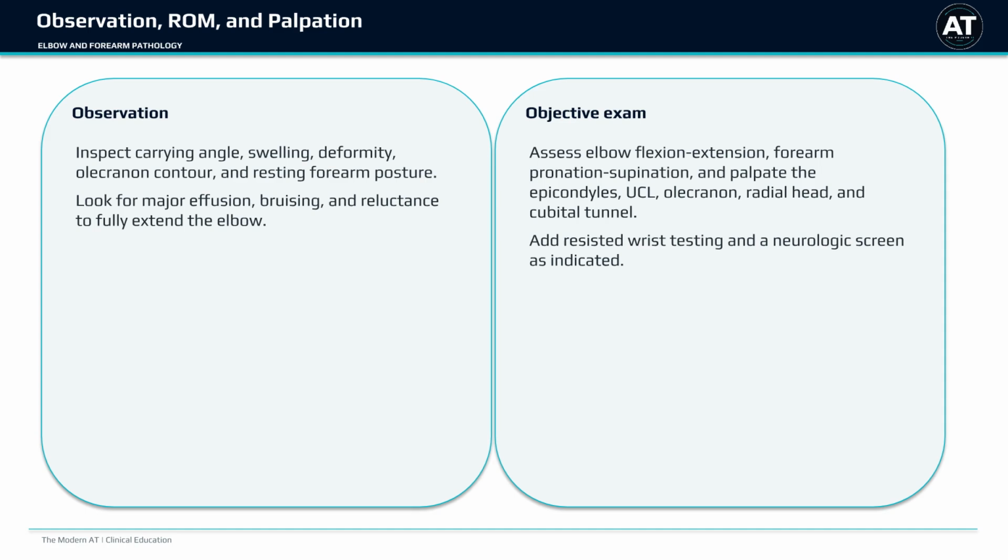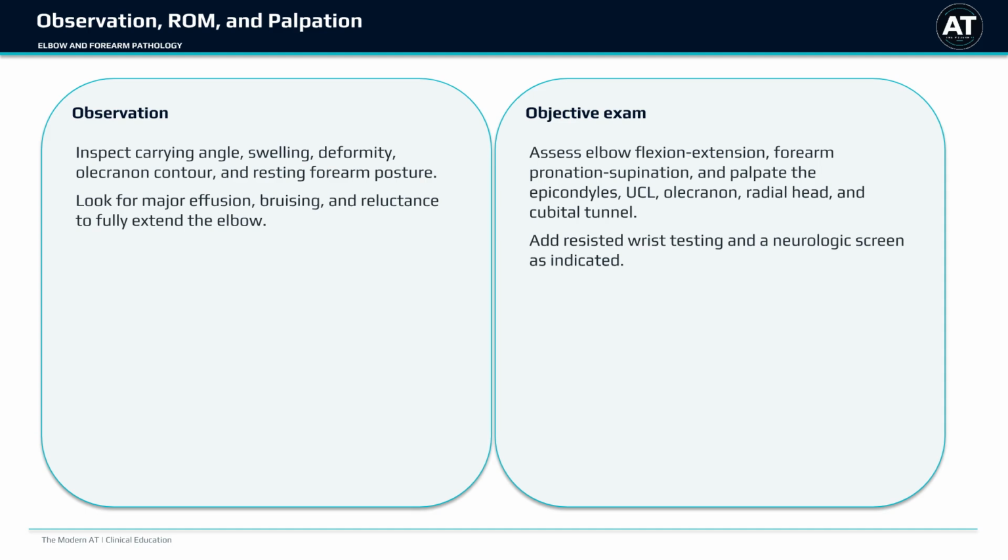Observation, motion, and palpation form the base of the elbow exam. Inspect carrying angle, swelling, bruising, resting posture, olecranon contour, and deformity. A swollen posterior elbow may suggest bursitis, while deformity after trauma raises concern for fracture or dislocation.